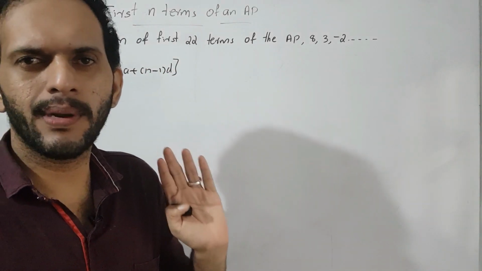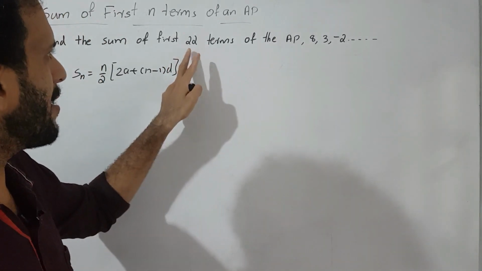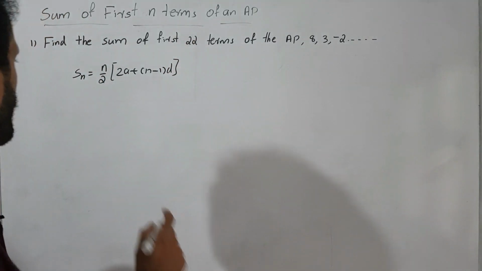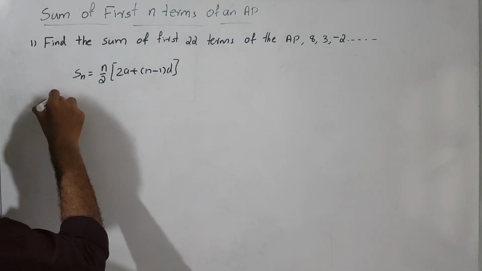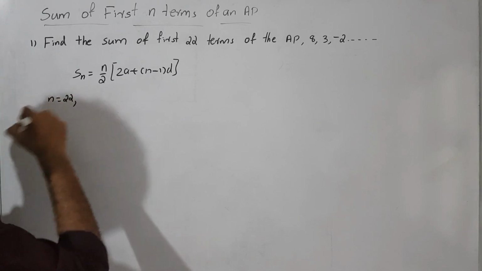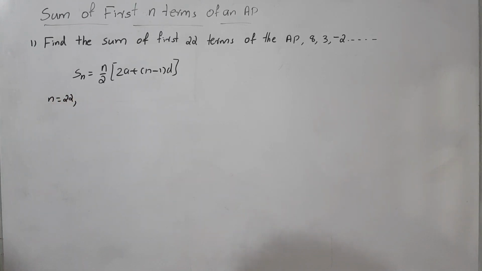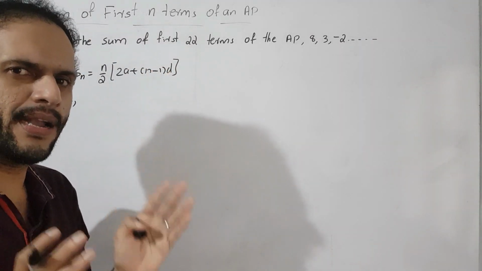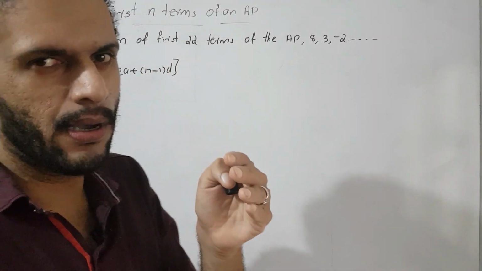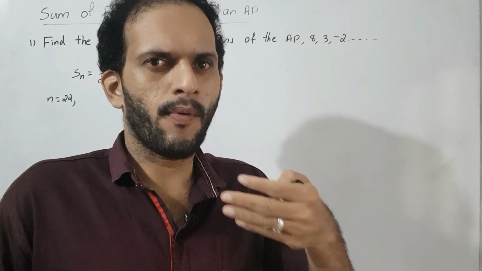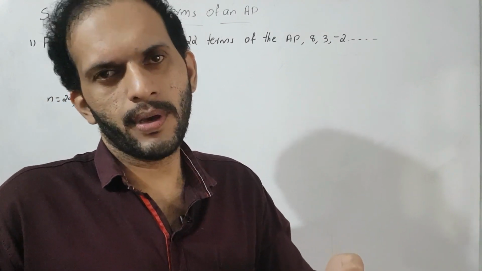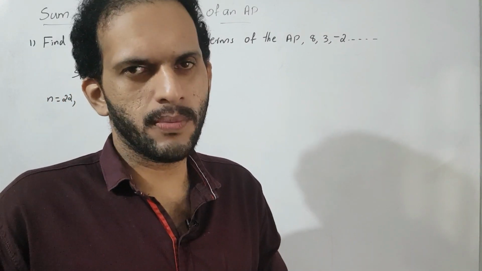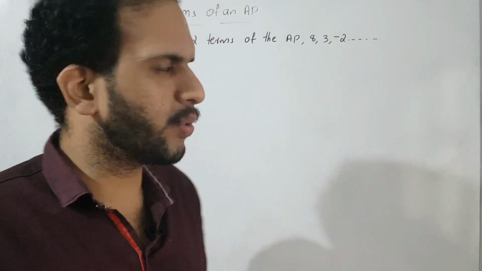എത്ര ടേമിൻ്റെ സമ്മാണ് കണ്ടുപിടിക്കുന്നത് മക്കളെ? 22. അപ്പോൾ n is 22. So we write one by one, n is equal to 22. ഓക്കെ, നമ്മളിവിടെ കണ്ടുപിടിക്കുന്നത് എത്ര ടേംസിൻ്റെ സം. ഓക്കെ, അത് എണ്ണമാണ് എപ്പോഴും ഏതിന് വരുന്നത്? n-ന് വരുന്നത്. n is the number of terms. Okay, here we are adding 22 terms. So n is equal to 22.